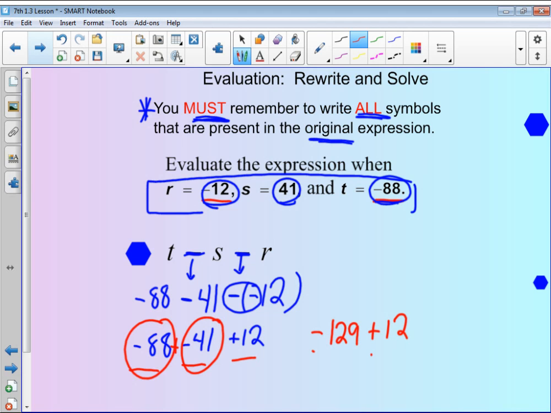Okay, different symbols, find the difference. So 129 minus 12 gives me 117 for the digit. Now I have to decide if it's positive or negative. Look at your digits here in your original. Which is bigger, 129 or 12? Well, 129 is, it had a negative sign, so it's a negative answer. Negative 117 is what you should have gotten for that one.